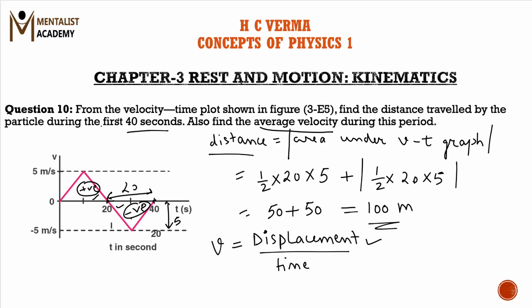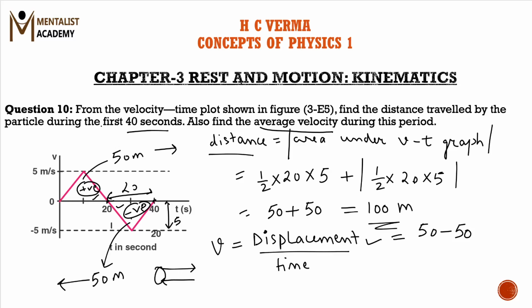In the first triangle, the particle covers 50 meters in the positive direction and in the second triangle the particle covers 50 meters in the negative direction. So the overall displacement of the particle would be 50 minus 50, as the particle moves 50 meters positive and then comes back 50 meters. So there would not be any displacement. The particle has returned to the initial position only. So the displacement would be 0 in 40 seconds. So the average velocity would come out to be 0 because the displacement would be 0.